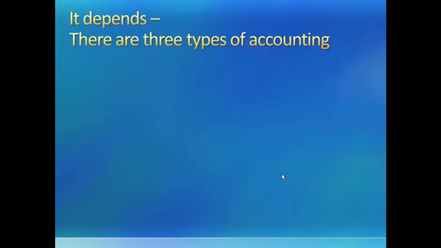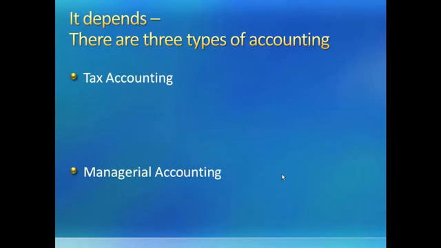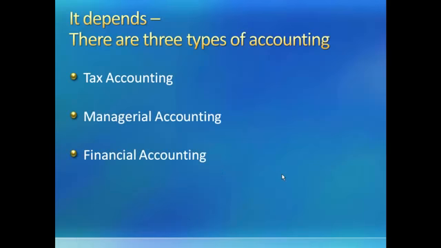There are 3 basic types of accounting. The first type is tax. The second is managerial. And the third is financial. So let's take a closer look at each of these types of accounting and the types of decisions that are supported by each one.